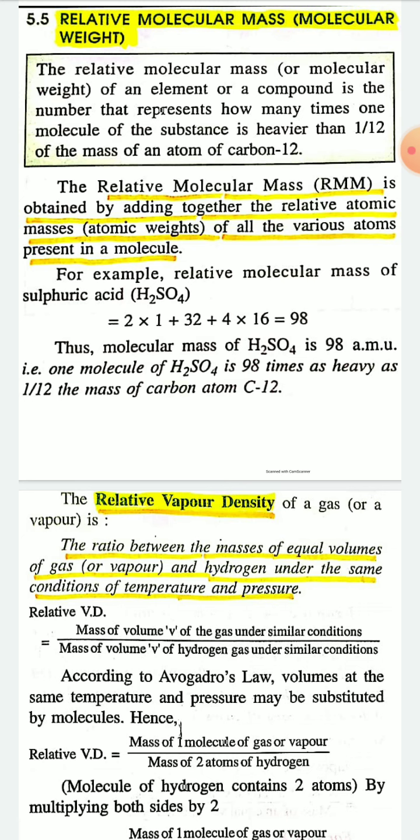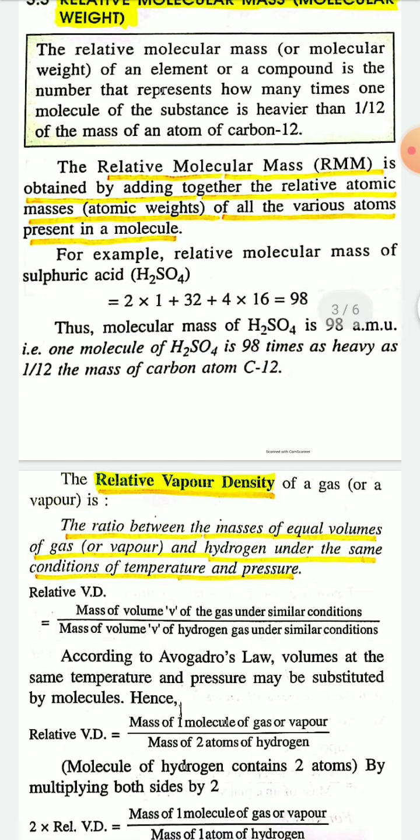Now, relative vapor density. What is relative vapor density? Normally, density means mass per unit volume, but the term relative vapor density is used for gases. The relative vapor density of a gas or a vapor is the ratio between the masses of equal volumes of the gas or vapor and hydrogen under the same conditions of temperature and pressure.